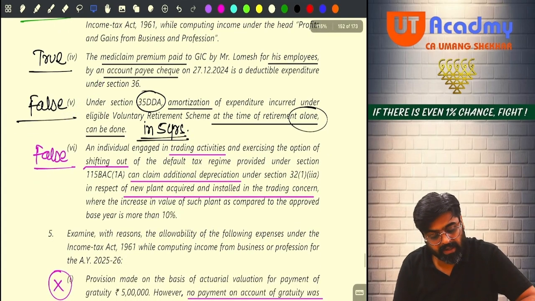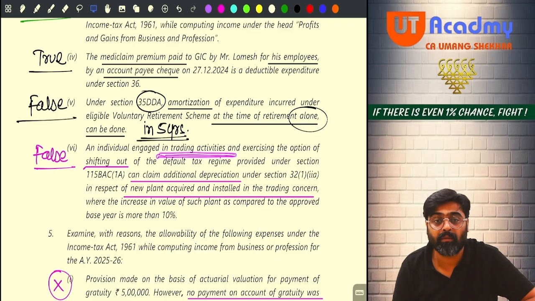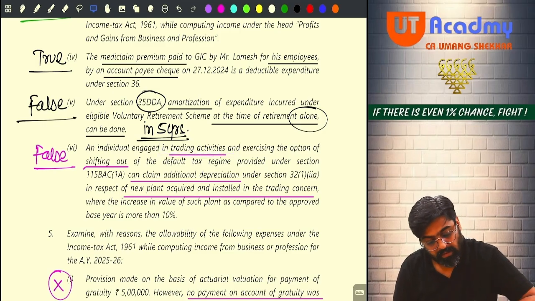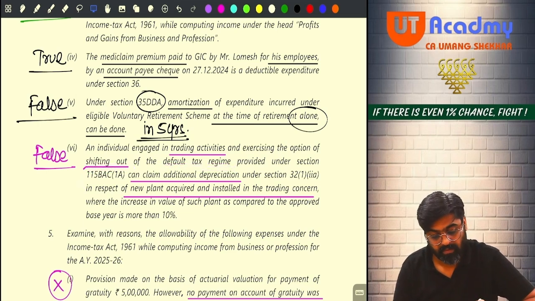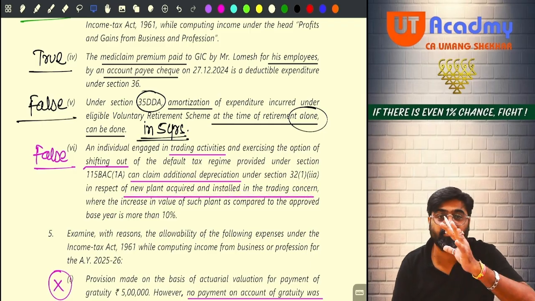An individual engaged in trading activities, meaning he is not in manufacturing business. He is not in power business. He is doing a trading activity, trading business. Who is shifting out of the default tax regime, meaning he is not following 115BAC. Can claim additional depreciation in respect of new plant and machinery acquired and installed in the trading concern. This is wrong.